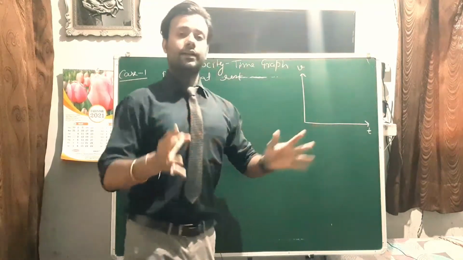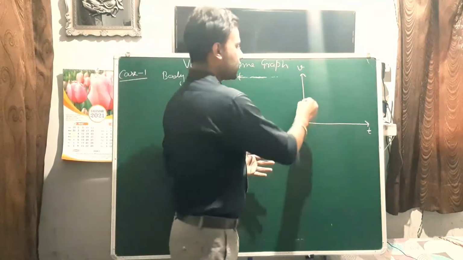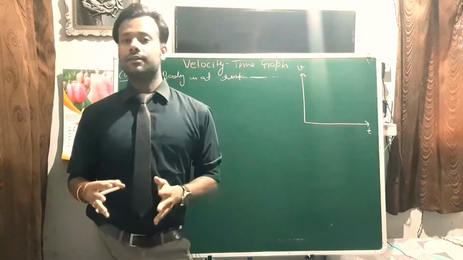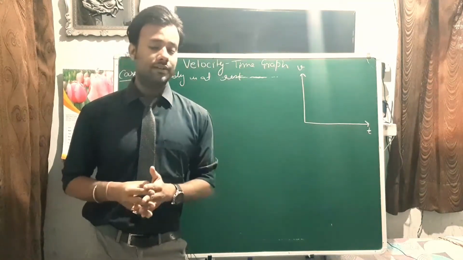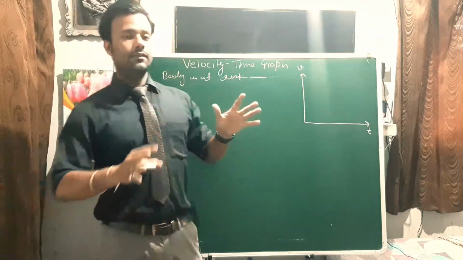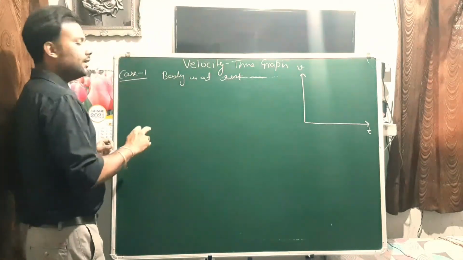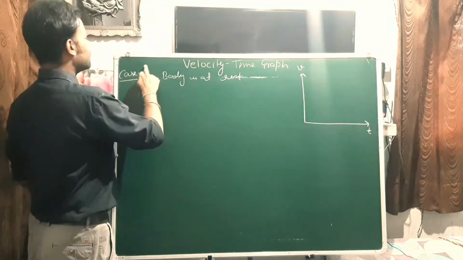A simple blank graph. Because suppose if I make any line in this graph, suppose I make this line, it means that the body will have some velocity. Okay, so the body is at rest, it will be a blank graph. Okay, so let's see what is the next case. Case number 2.